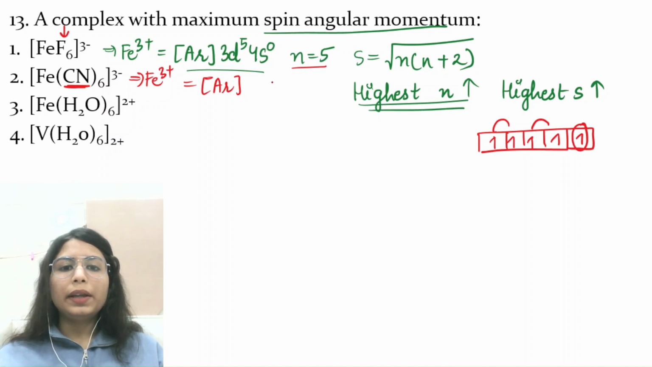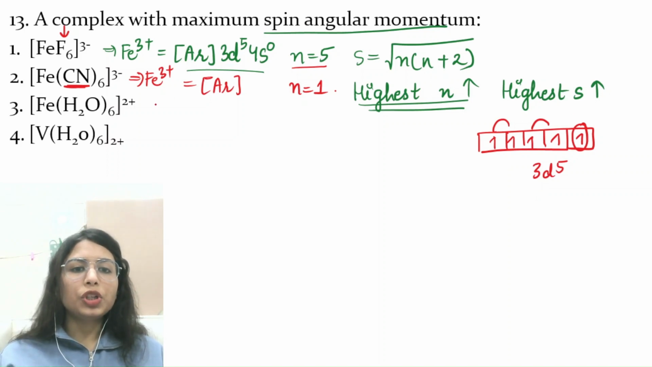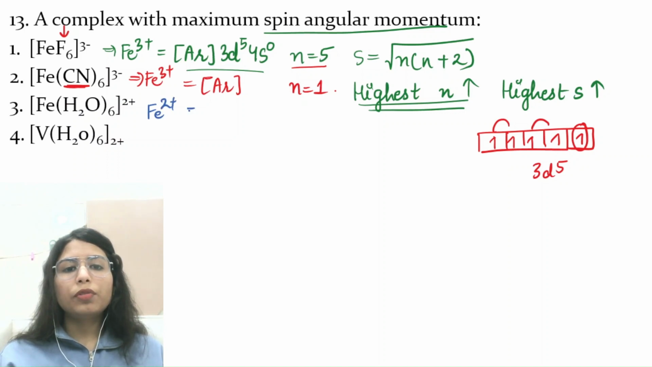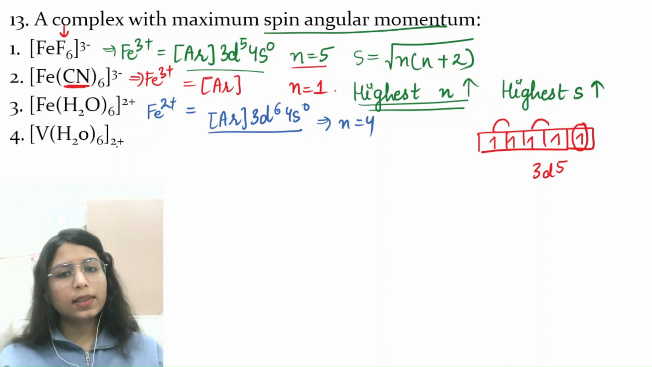So if you draw it in t2g and eg form, you will be getting the value of n as 1. So this is basically your 3d5 and that's how you will be getting the configuration. If I talk about [Fe(H2O)6]2+, here you have the configuration of Fe in +2 oxidation state. Fe in +2 oxidation state is basically 3d6 4s0, and here also you will get the number of unpaired electrons equal to 4, which is less as compared to [FeF6]3-.